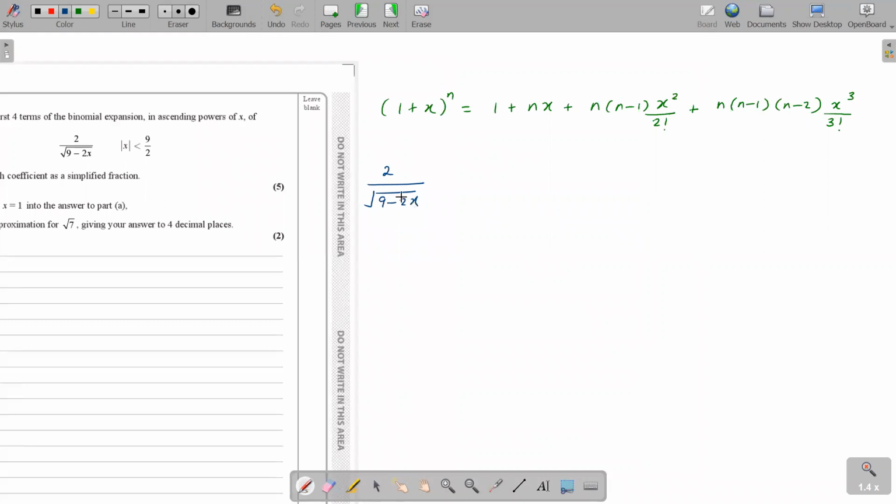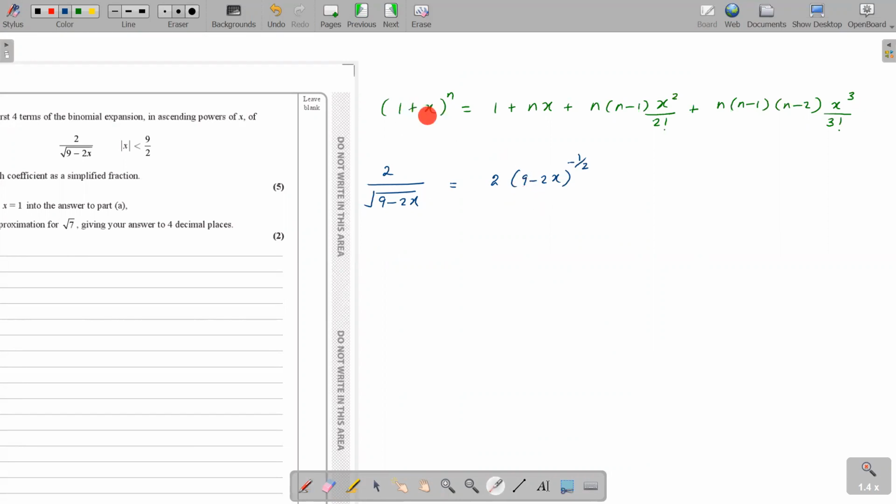Are you with me? Okay, first we need to fix it. How do we fix it? Yeah, root is a power of half. Taking the power of half up gives me 2 times (9 minus 2x) to the power minus half. But now, can I still use this particular rule here? Not yet, because I need to have a 1 here.